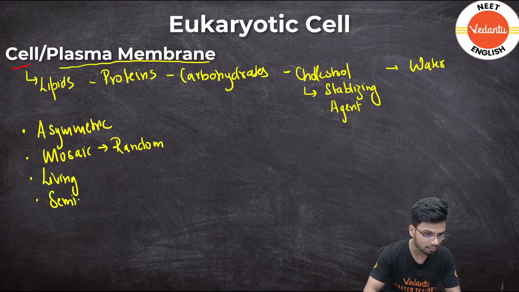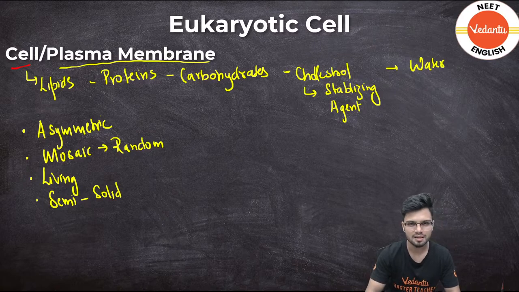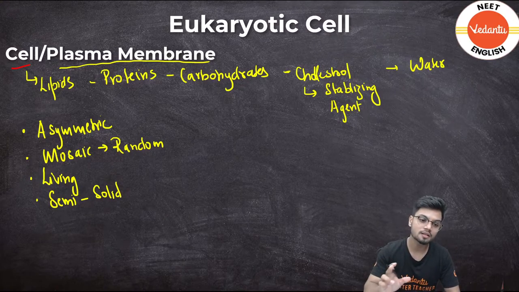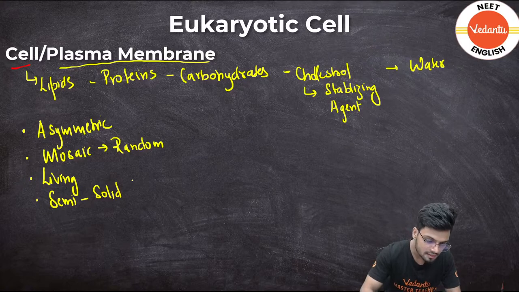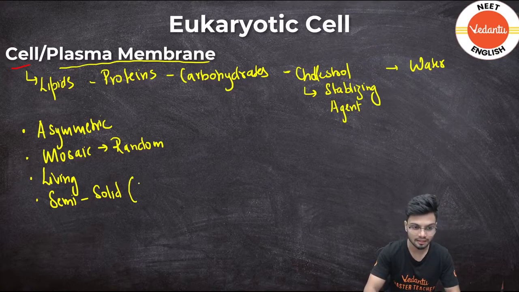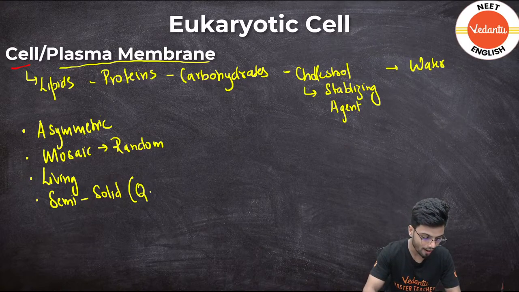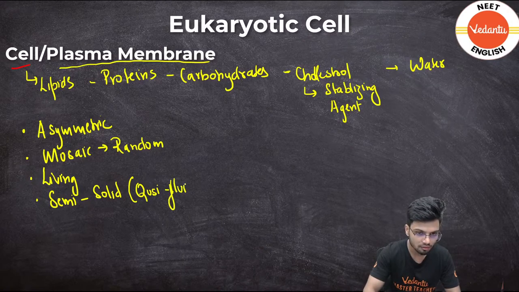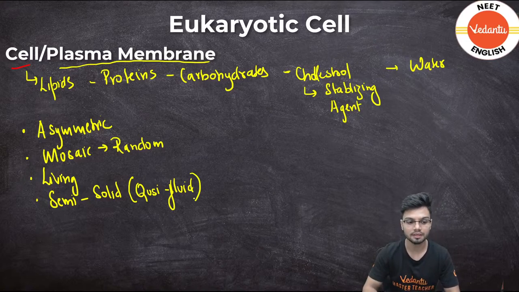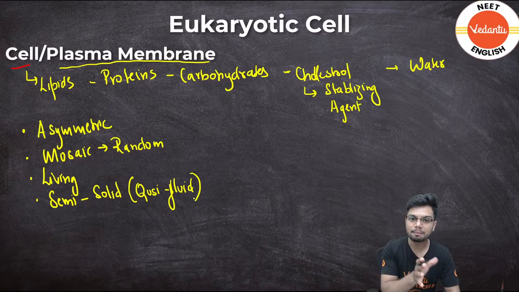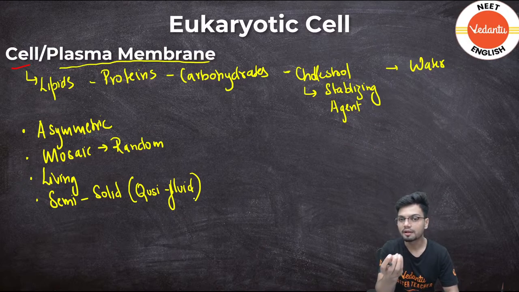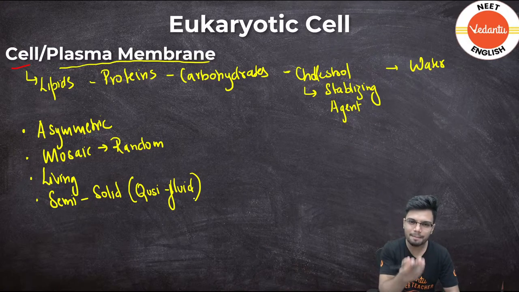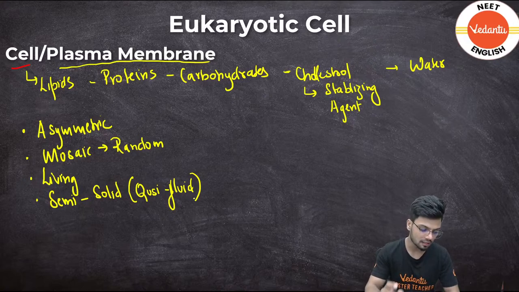Now, this entire plasma membrane is semi-solid. That is, it has a certain liquid part and also a solid part. This semi-solid has another name. It is said to be quasi-fluid in nature. That is, it is semi-solid. It has a little bit of liquid nature, and it also has a solid nature to it. Those are the basic characters of your plasma membrane.